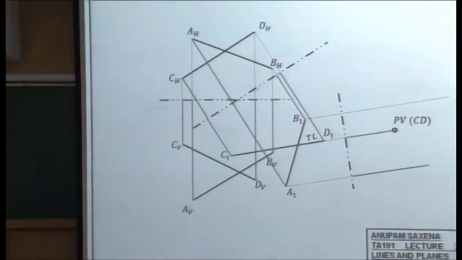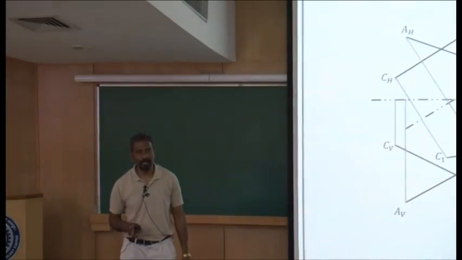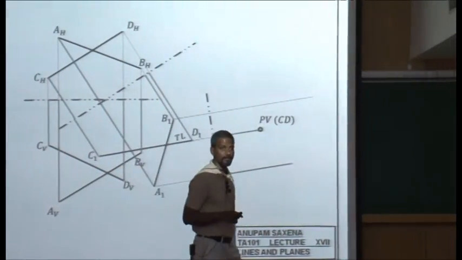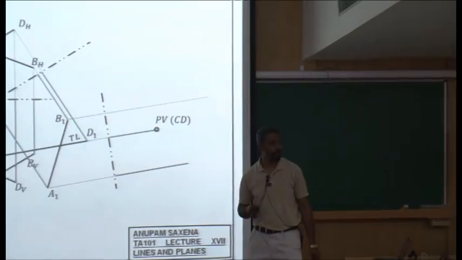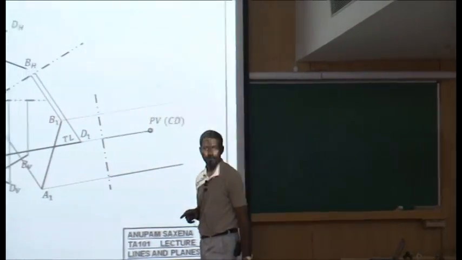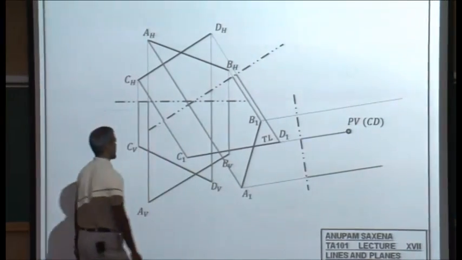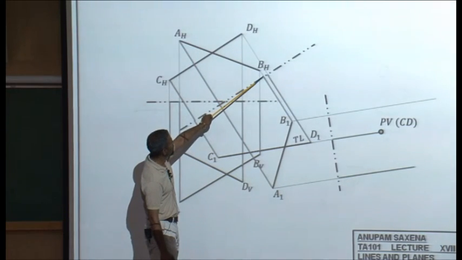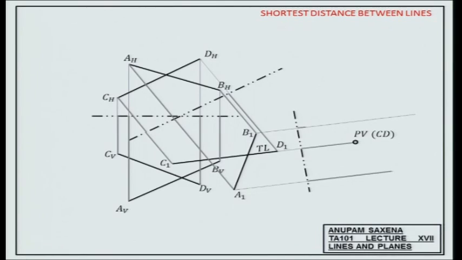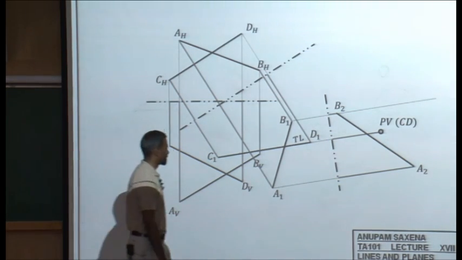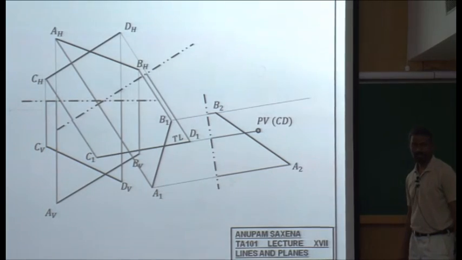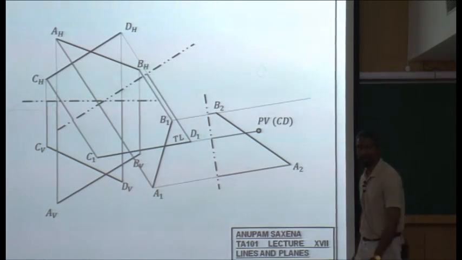If you have not noticed, let me emphasize that these distances are to be measured from the hinge lines. It's critical: not from the points, but from the hinge lines every time. So measure that distance, this little one, from this hinge line, transfer over there, and this is your A2B2. So on the second auxiliary plane, you see CD as a point, and you see the projection of AB.